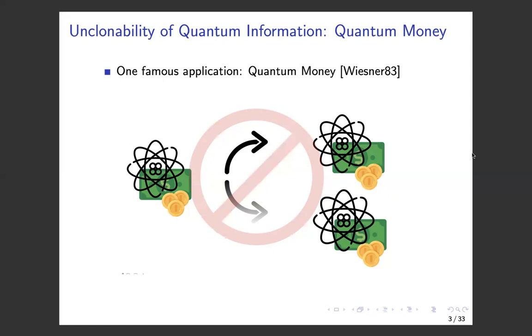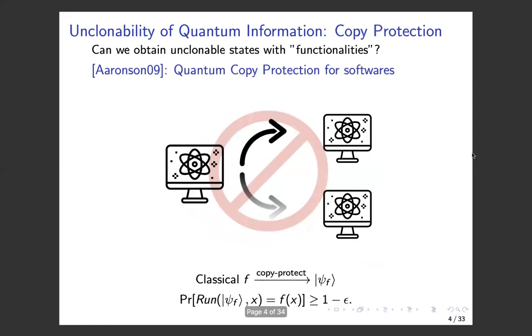Later on, people tried to come up with public-key quantum money schemes where the note is generated by the bank, but everyone can verify whether this money state is a valid one. And we also ask the question of whether we can extend such encoding of information from just value to functionalities.